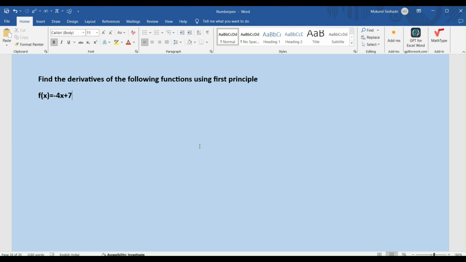We have the problem on our screen. Find the derivatives of the following function using first principle, right? So in this video and in the subsequent videos, we're going to look at problems on derivatives and differentiability of functions.